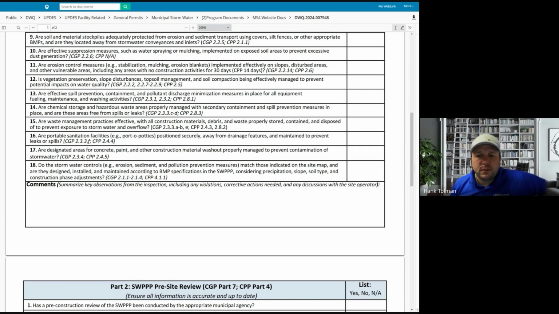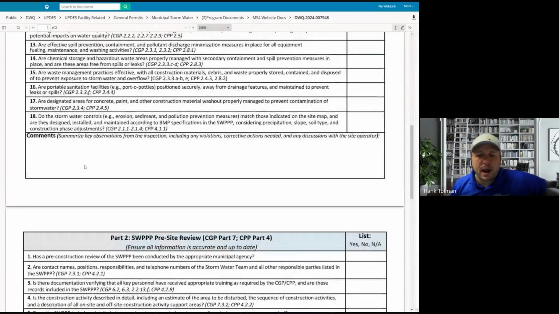Next up, again, we always harp on the map. Why do we always harp on the map? Because if I'm a brand new inspector from an MS4 and I'm reading through number 18, what does it say? Do the stormwater controls match those indicated on the site map? The site map has to match what's actually on site. Nothing can be on the site map that is not on site, and nothing that is on site cannot be on the site map. So number 18, the site map must match what is actually on site.